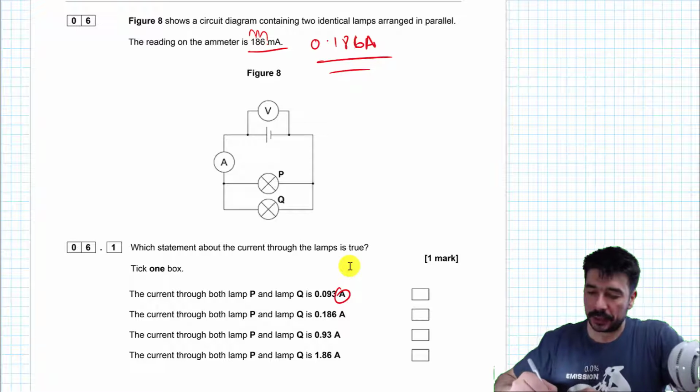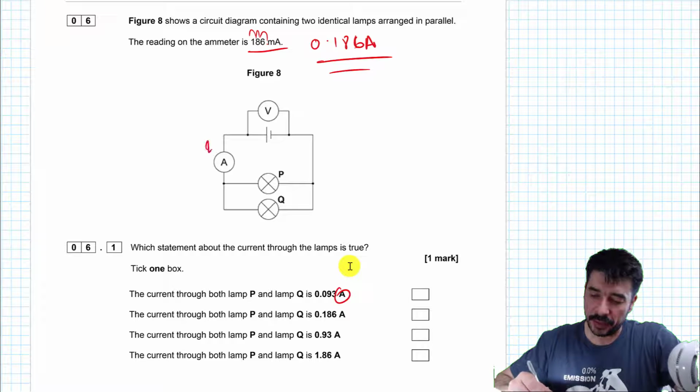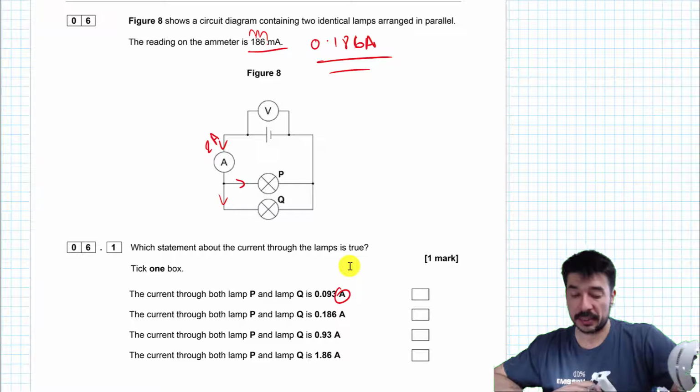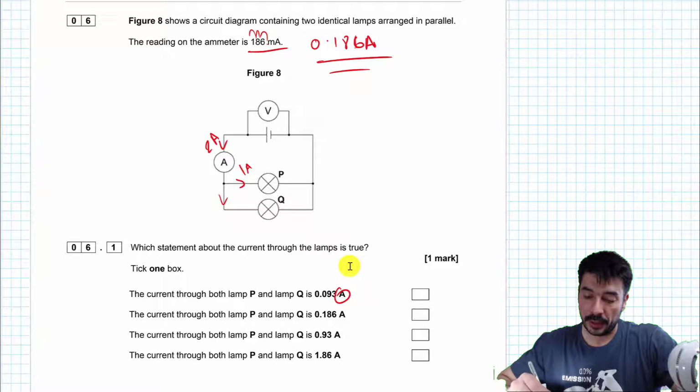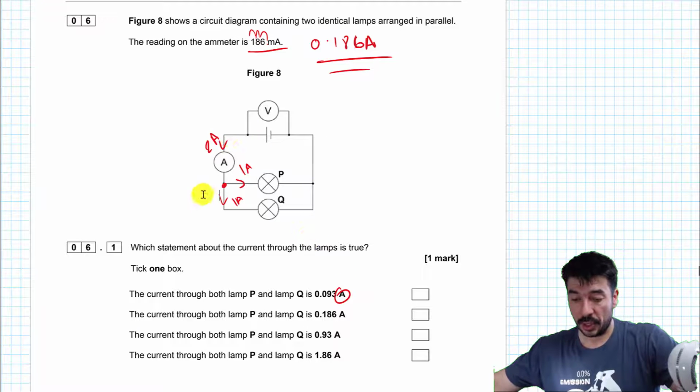So if I've got, let's just make the numbers easy. If I have 2 amps flowing down here, and then they have a choice, so some can go this way and some can go this way. Assuming that both the lamps have identical resistance, you'll get 1 amp and 1 amp. In fact, the rule is whatever enters the node will equal whatever's leaving the node.